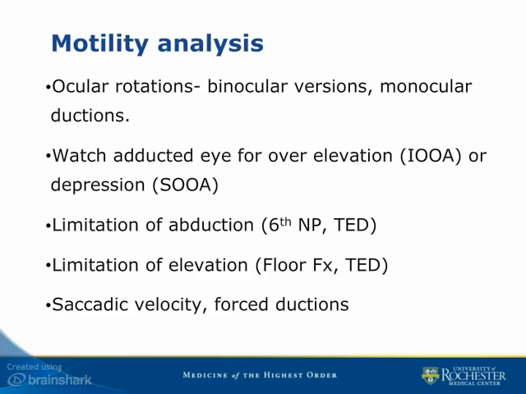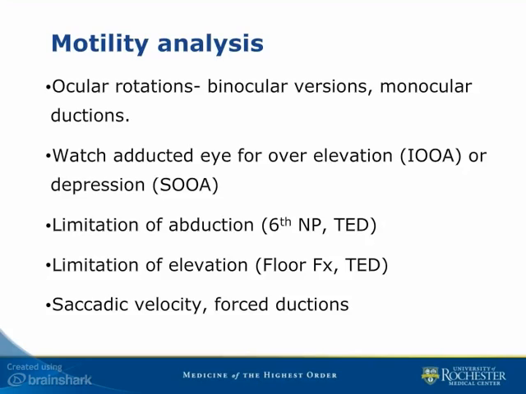We'll be looking at a number of photos in the subsequent slides, but a detailed motility analysis is helpful as well. When I look at ocular rotations, I'm looking at binocular versions, both eyes moving together. And if there's any limitation in the versions, I'll do monocular adductions, covering one eye to see how the fellow eye moves alone. When I'm looking at the adducted eye, I'm looking for over elevation, which is a signifier for inferior oblique overaction, or over depression in the adduction, which is a sign of superior oblique overaction.